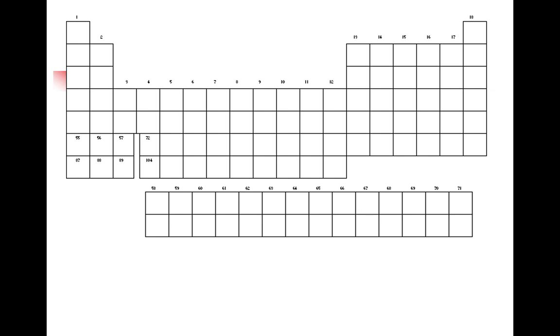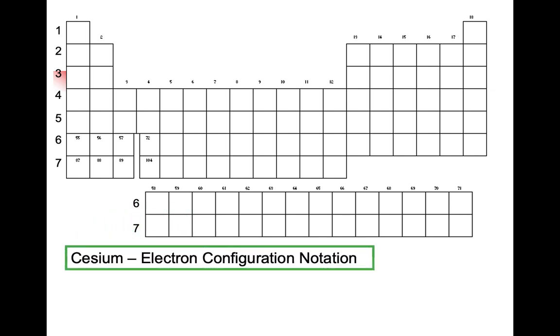Hi kids, our next example is going to be cesium. The first thing you want to do is to remember to mark your period numbers. Don't forget about the bottom two rows. Cesium is located in period 6, group 1. So that's going to be a long one.